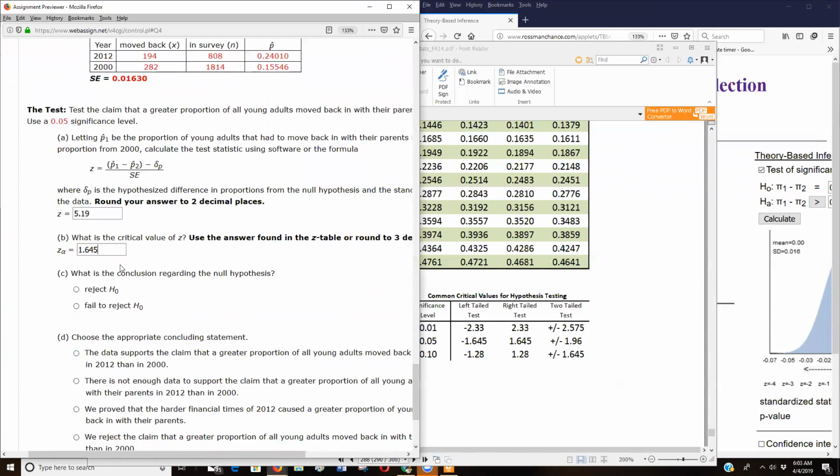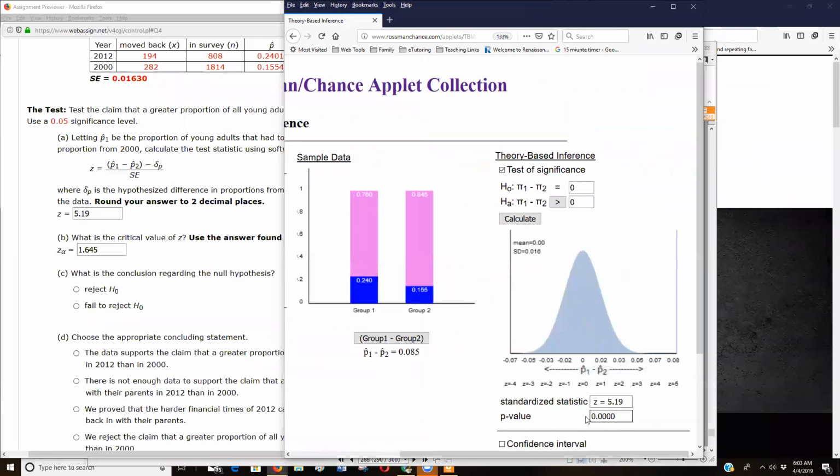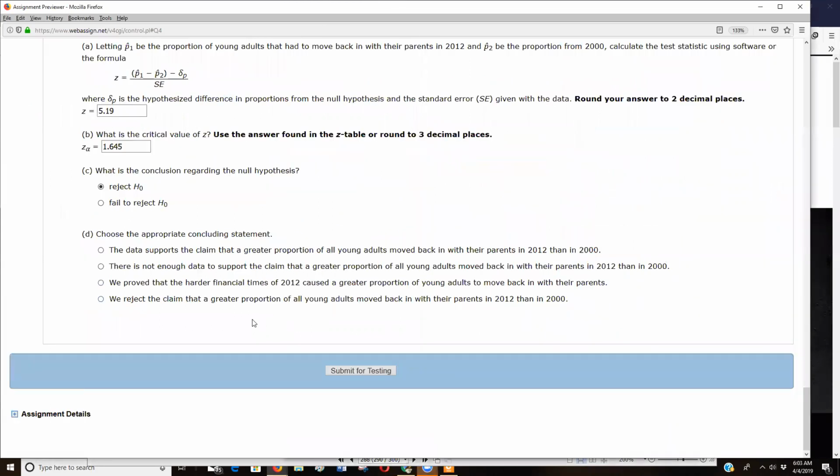I'm going to reject H0 because my test statistic is bigger than my critical value. Or if I go back and think about that p-value, the p-value said there is a 0 probability that this could happen if there's truly no difference in the proportions. I want to reject H0, and then we have to make a conclusion. The data supports the claim that a greater proportion moved back home with their parents in 2012 than in 2000. I think that's the right answer. There's not enough data? No, that's not true because you reject H0. I'm going to go with choice B to see how I do.